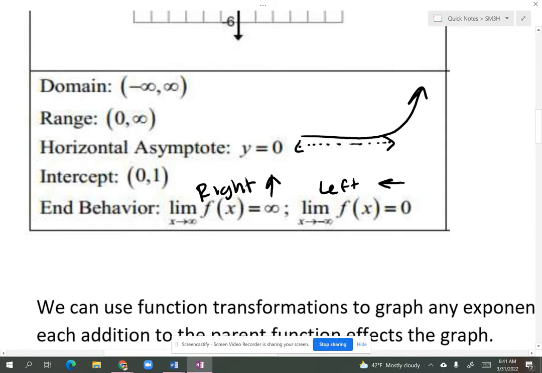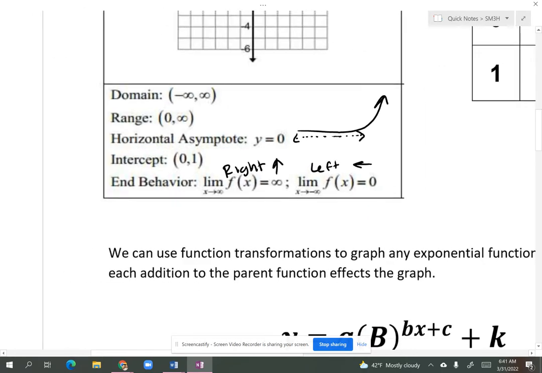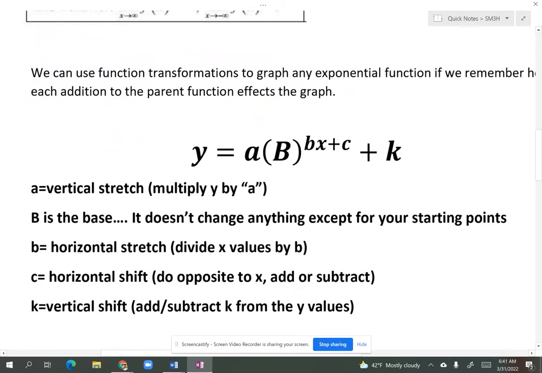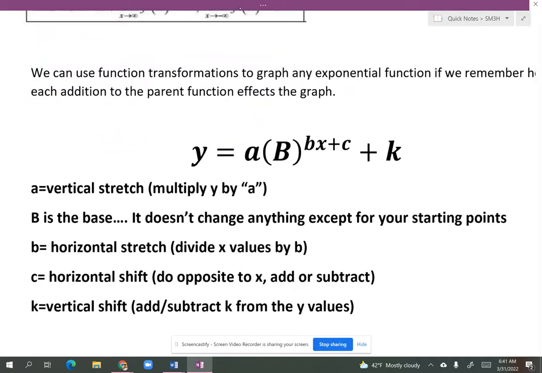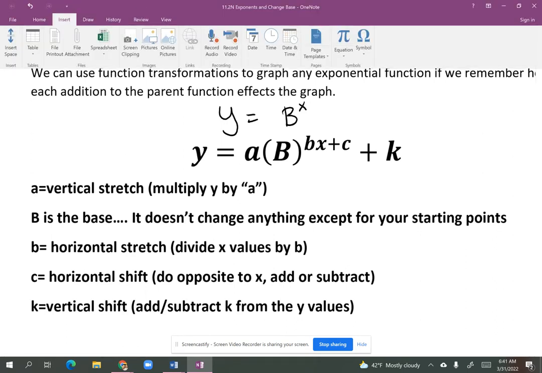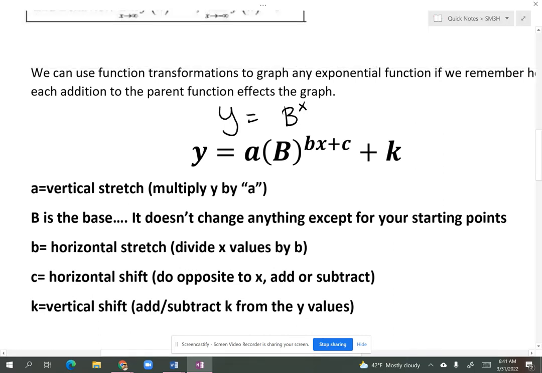So, the biggest thing you need to remember today is that all the transformations work exactly the same as they have before. So the first thing, this is all the extra fluff. Remember that the basic equation is y equals b to the x. So anything extra is a transformation. And the nice thing is they are exactly the same as what they've been before.